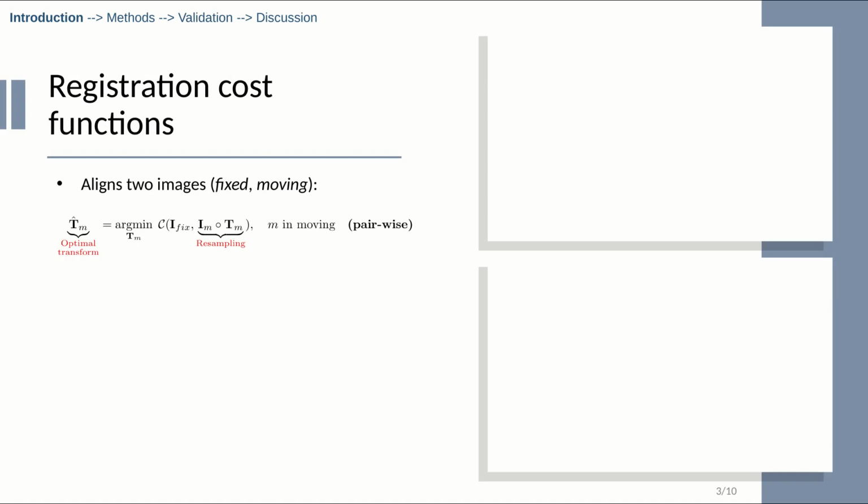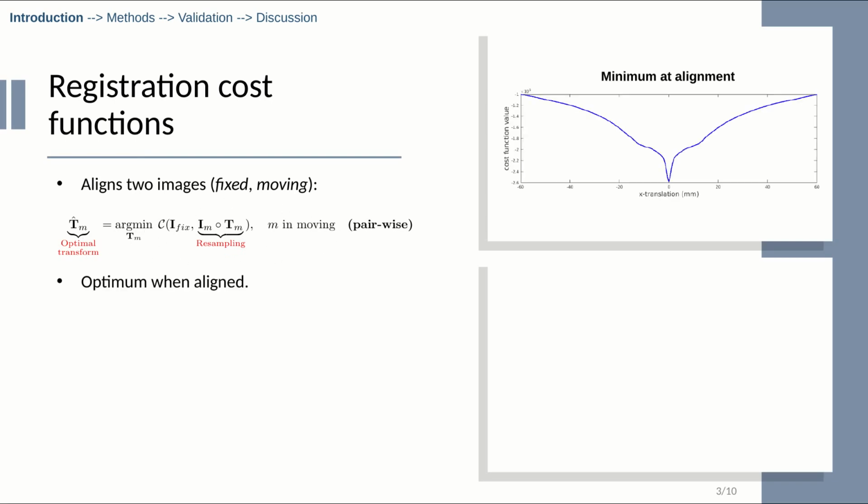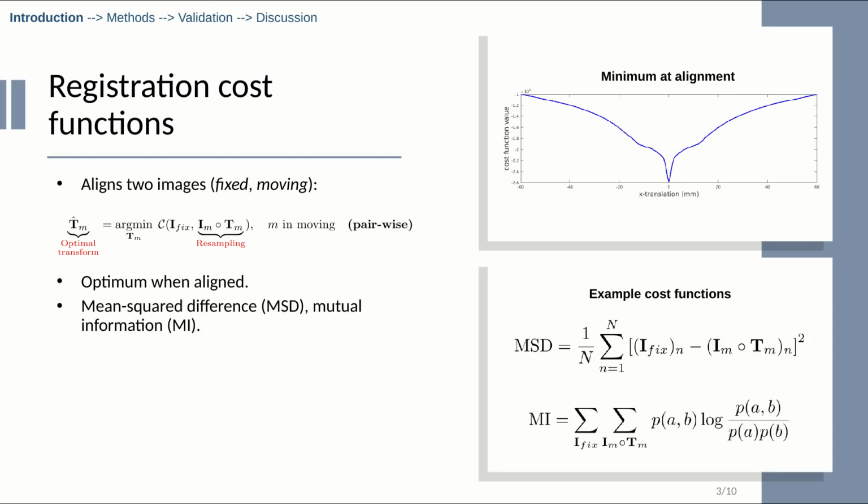So image registration is most often done by optimizing some sort of cost function. Such a cost function is shown here, where there is a fixed and a moving image, and the moving image is resampled with some transform t to match the fixed image. A cost is computed. This cost is then minimized to obtain an optimal transformation. And this is a pairwise registration approach. A good cost function should have its minimum when the image is in alignment. So the sort of behavior you see here on the right. Very common examples are the mean square difference and mutual information.